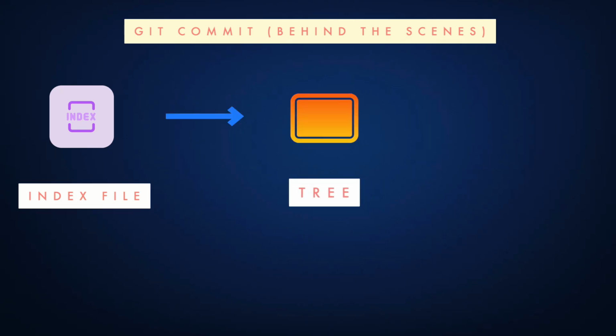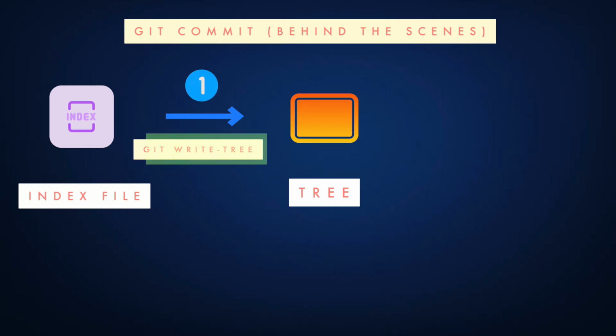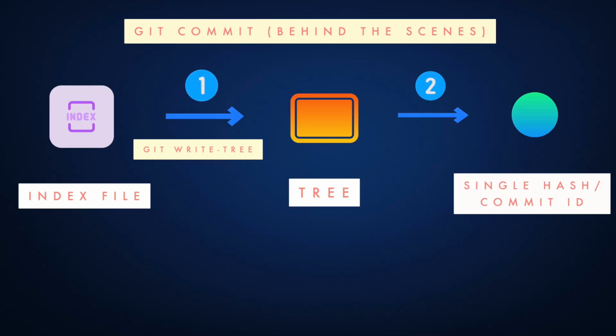object gets created. And I just wanted to share with you the first plumbing command, or the first backend command, that really runs, which is called git write-tree. So whenever an index is used to create a tree, the command that runs behind the scenes is git write-tree. Now the second thing that happens is that from the tree object that is created, a single hash gets generated. Git uses another plumbing command, or we can say another backend command, called git commit-tree.